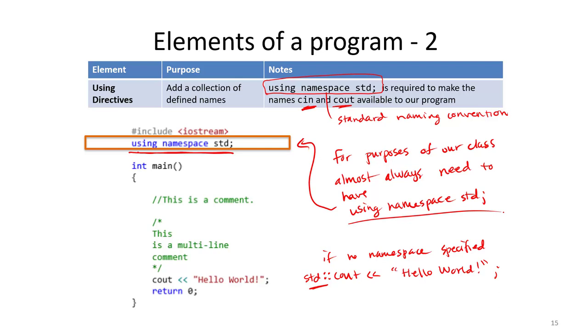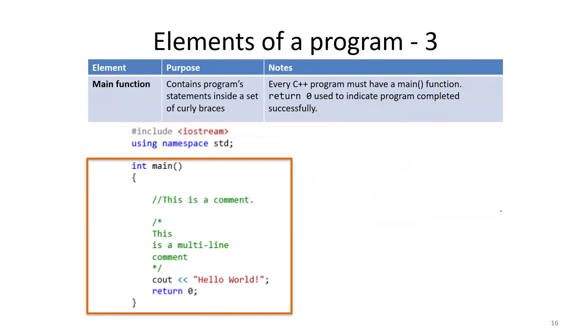Here, we include this. Next element is our main function. So every C++ program must have a main function. The main function is this whole piece here, and you can see it includes all the program's statements. So these are basically all the things that we want this program to do. Notice the main function is enclosed inside a set of curly braces.